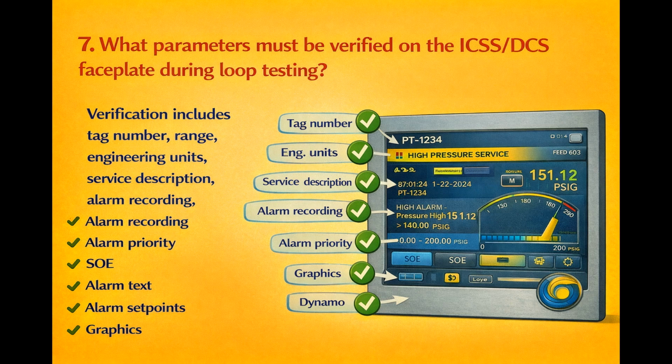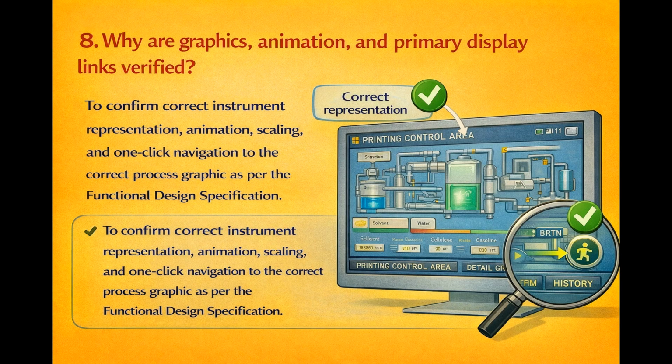What parameters must be verified on the ICSS or DCS faceplate during loop testing? Verification includes tag number, range, engineering units, service description, alarm recording, alarm priority, SOE, alarm text, alarm setpoints, graphics, and dynamo. Why are graphics, animation, and primary display links verified? To confirm correct instrument representation, animation, scaling, and one-click navigation to the correct process graphic as per the functional design specification.